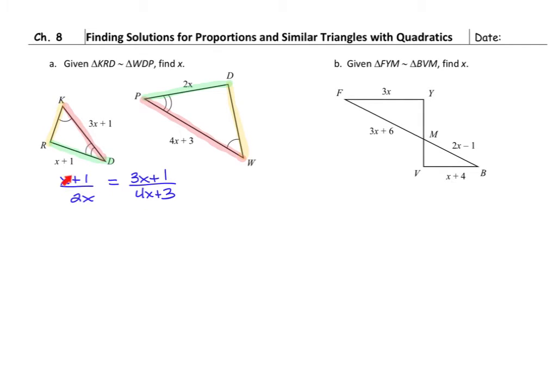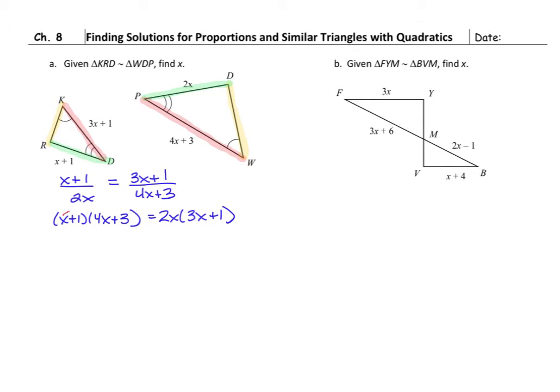So we're going to multiply x plus 1 and 4x plus 3. That's going to give us two binomials, x plus 1, 4x plus 3. And then we're going to multiply 2x and 3x plus 1. So on the left side, we're going to have to use FOIL to multiply this out. What does FOIL stand for? FOIL stands for first, outer, inner, last.